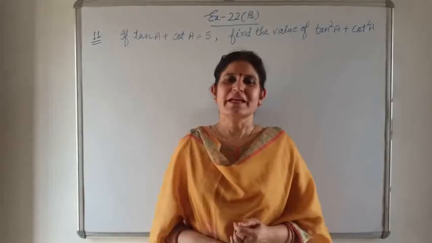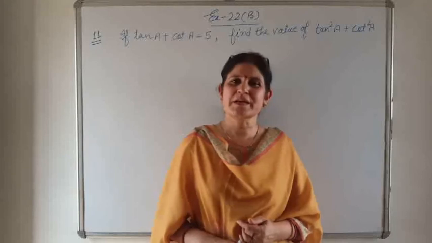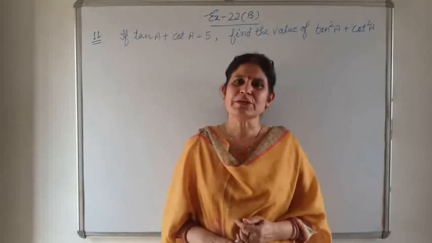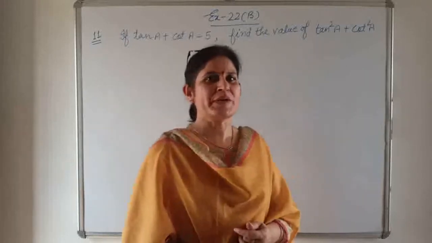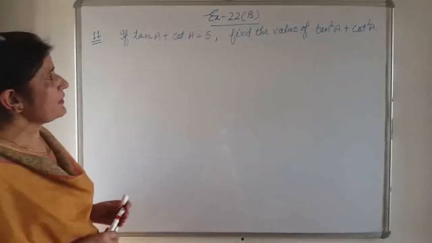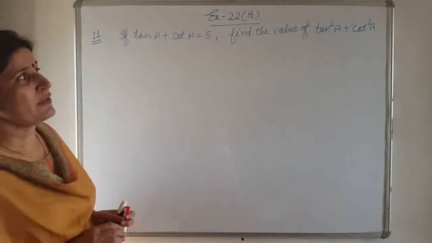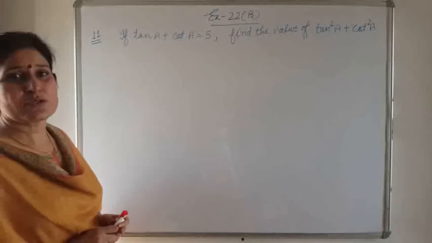Standard 9th. In the previous lecture, we have done sums 1 to 10 of exercise 22B. Today, we will continue the same exercise 22B. So, our 11th question is: tan A plus cot A value is given as 5. Using the same, you have to find the value of tan square A plus cot square A.